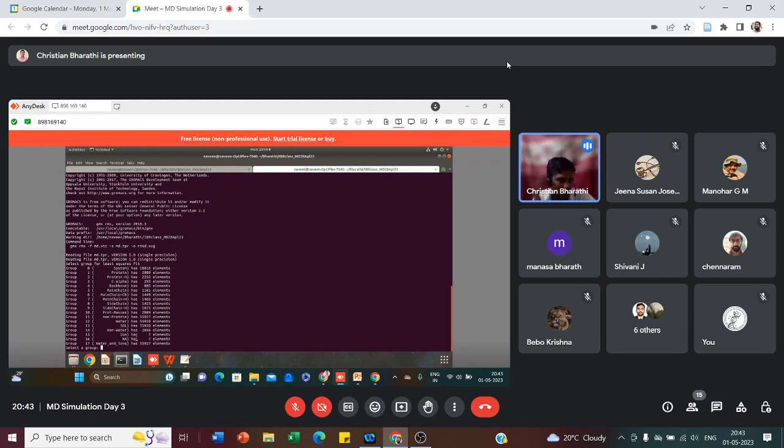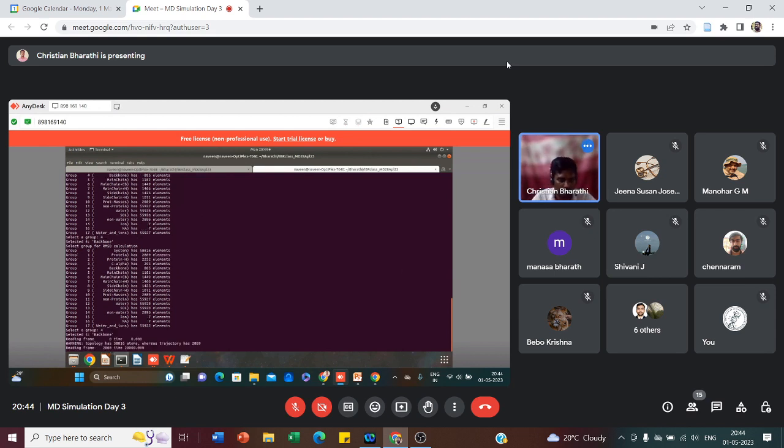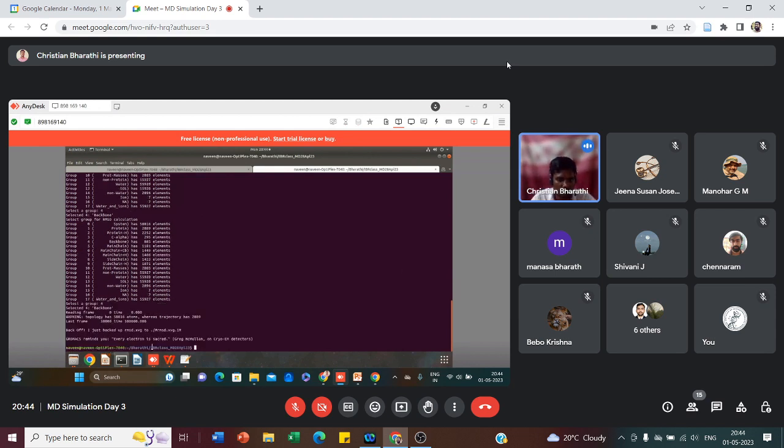So I'm selecting backbone. I gave 4 as my option, and again we have to select the same group. Okay, reference is one and another one is this, and the RMSD output will be generated.